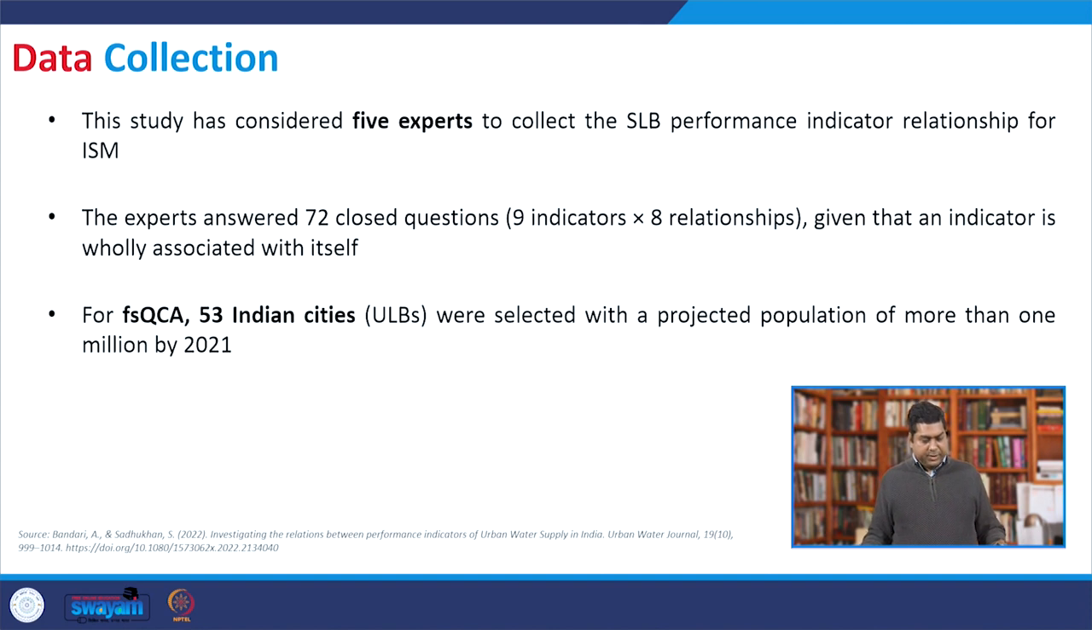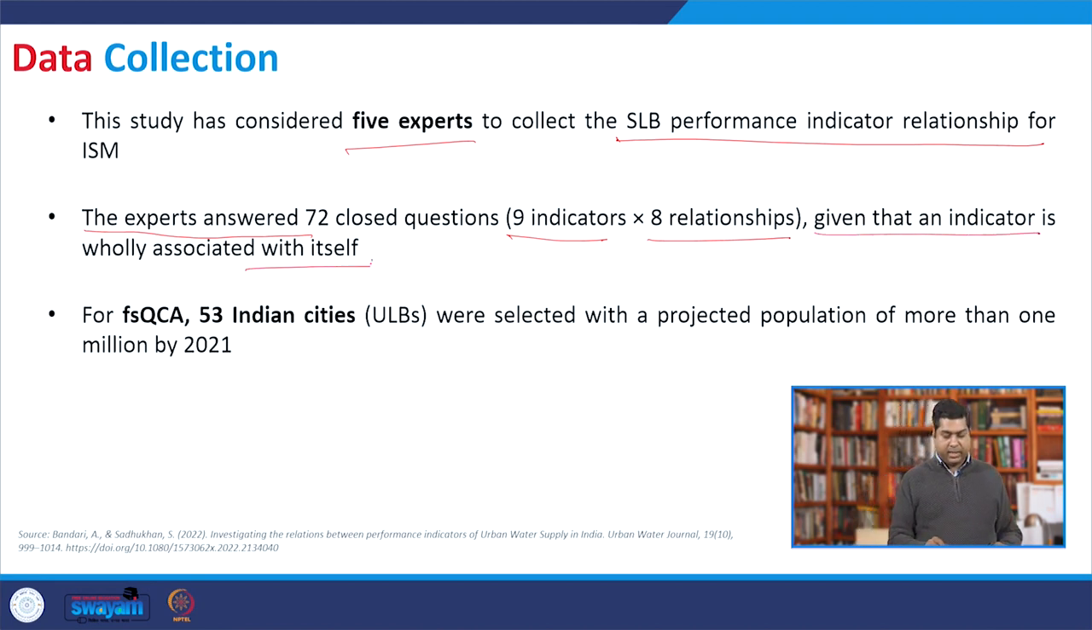Coming to the data collection, this study has considered 5 experts to collect the service level benchmark performance indicator relationships for this interpretative structural model. In this case, the experts answered 72 close-ended questions, which is the result of 9 indicators and 8 possible relationships, given that an indicator is wholly associated with itself, so that was presented.